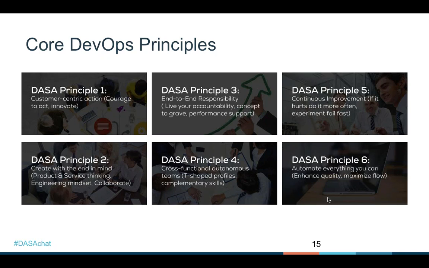So "automate everything you can" is a mindset that helps to make sure that you remove as much waste as possible in the whole life cycle, to build quality in and to maximize the flow.